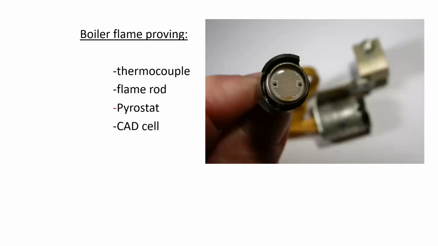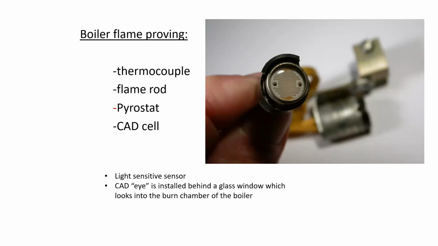Another means of providing flame proving is through a CAD cell. And a CAD cell is simply a light activated device. And it's sensitive so that when it sees the light of a flame inside the burn chamber, it will then send a signal back to the boiler itself.